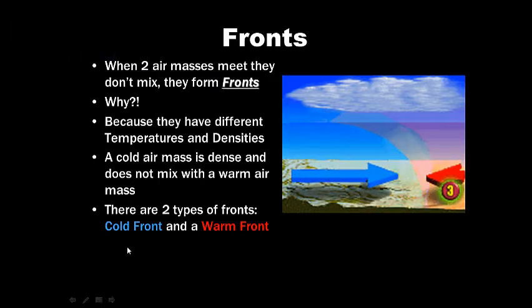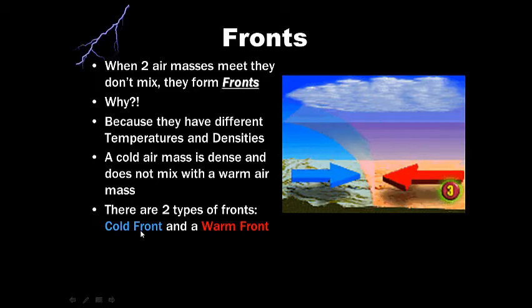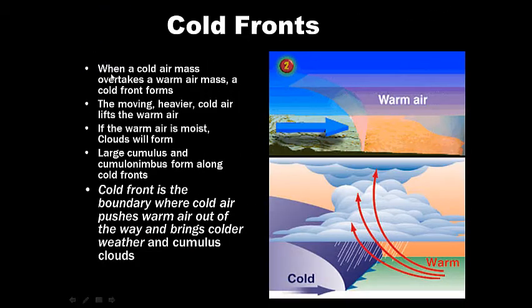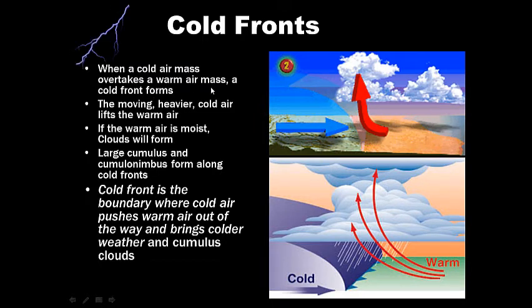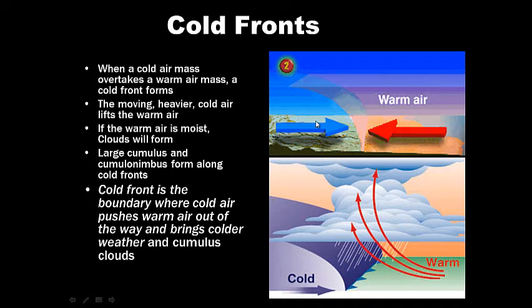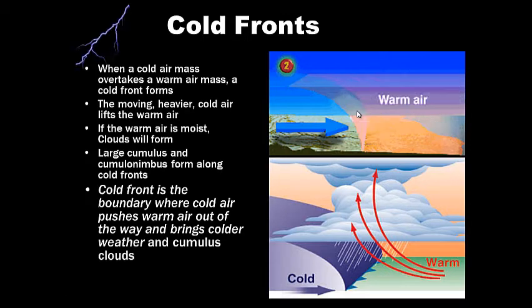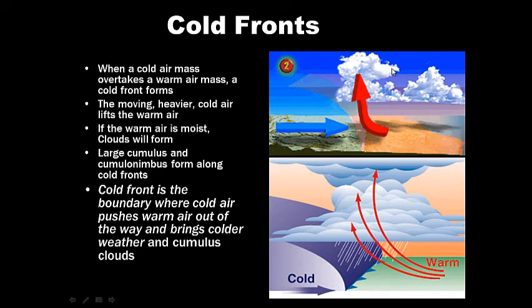So there are two types of fronts we're going to look at. There's actually a couple more, but the main types are cold front and warm front, and these greatly influence our weather over the United States. So these are fronts. When a cold air mass overtakes a warm air mass, a cold front forms. Here a cold air mass is pushing through warm air, forcing it up. And what happens when air rises? You guessed it, clouds form. And in this case, we have what's called cumulus clouds.